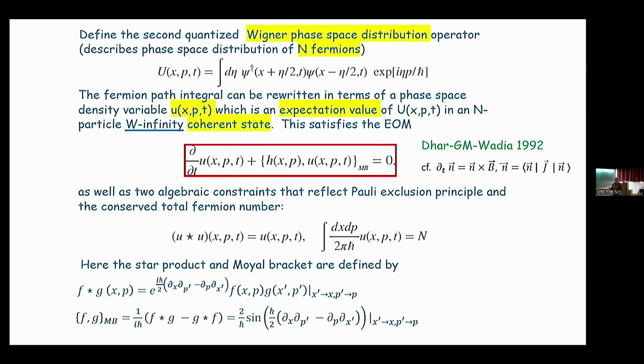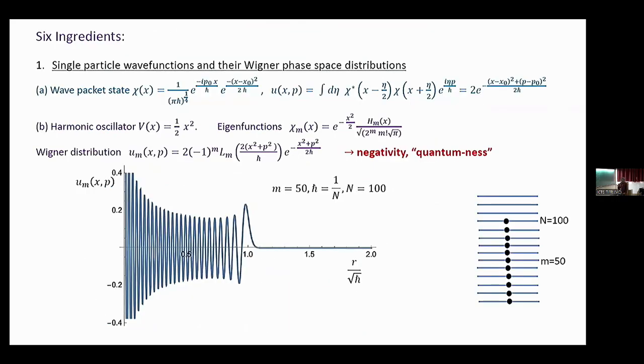So these are the 3 results that we would like to prove, and there are 6 ingredients that you need for that. One is the definition of the single particle Wigner distribution. Actually, there should be a plus here and a minus here. That's the convention that I'm using now.